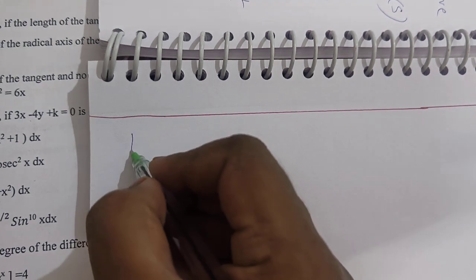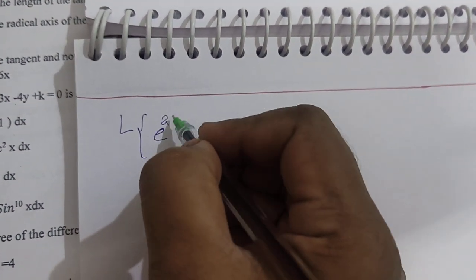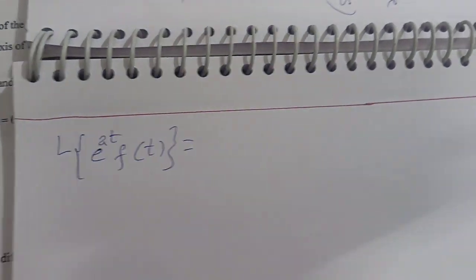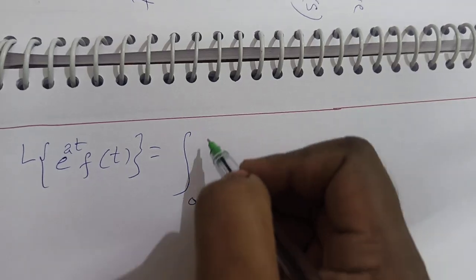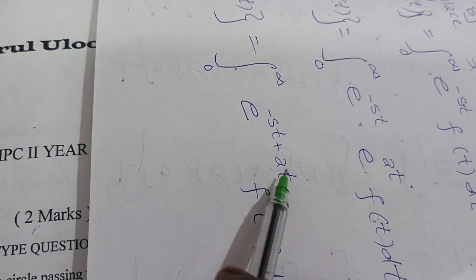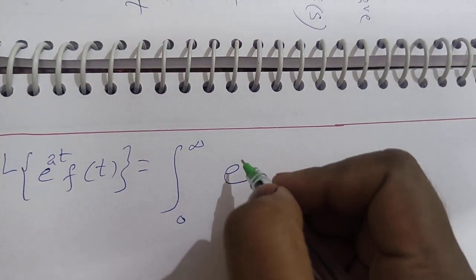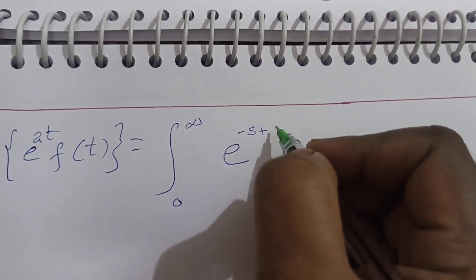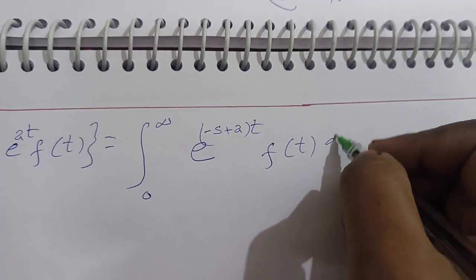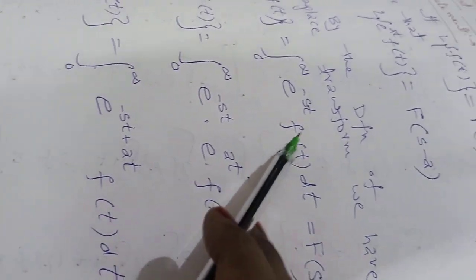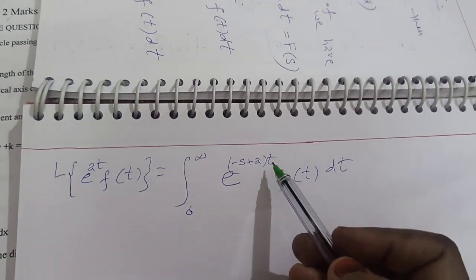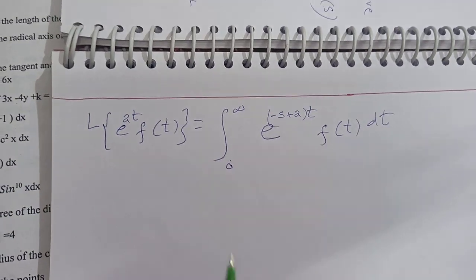Now L of e to the power of at into f of t is equal to integral 0 to infinity e to the power of, from these two terms I can take t common, so it becomes minus s plus a into t into f of t dt. But in the definition of Laplace transform we have minus s into t. So from here we can take minus sign outside the bracket.